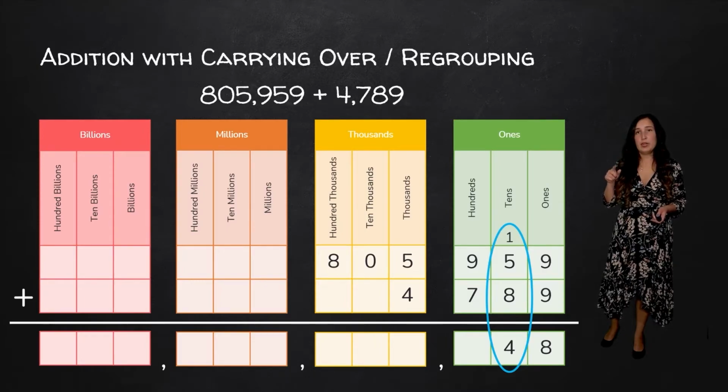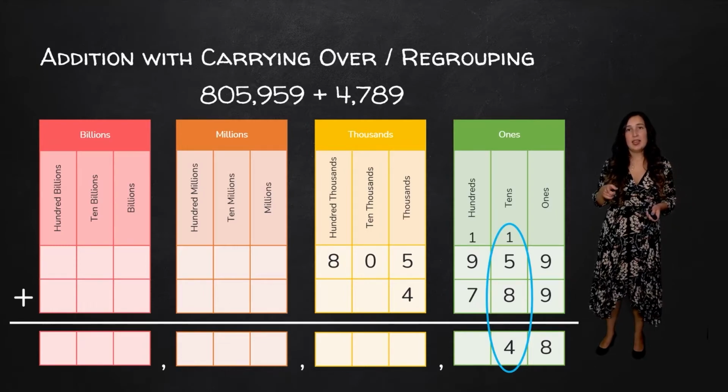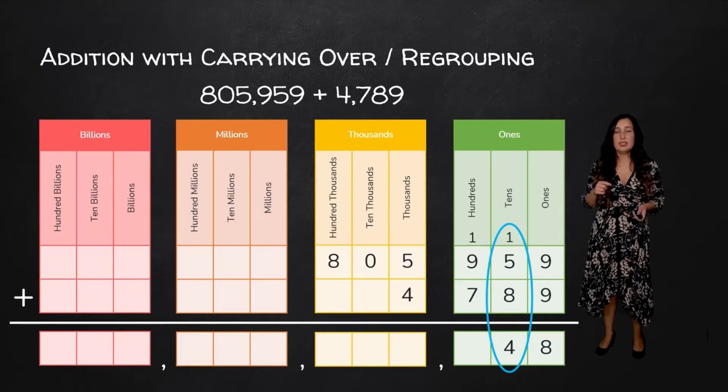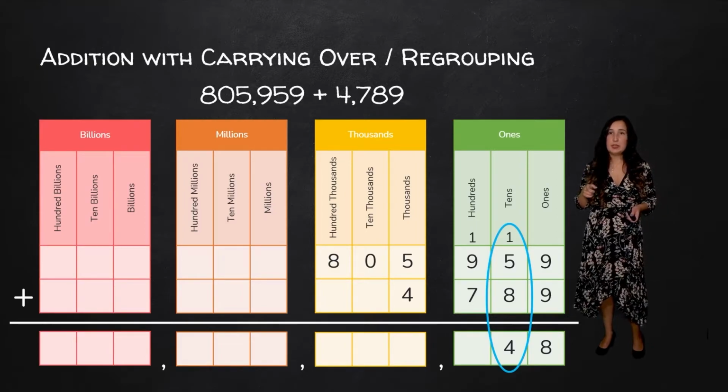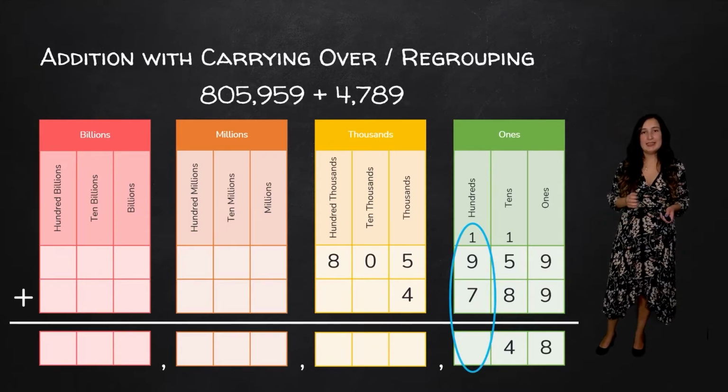The 4 in 140 stays in our tens place, and then we carry over the 1, all right? And we're going to end up doing the same thing here. We're going to move on to our hundreds place value. And here we have 1, 9, and 7. Remember, that represents 100, 900, 700, okay?